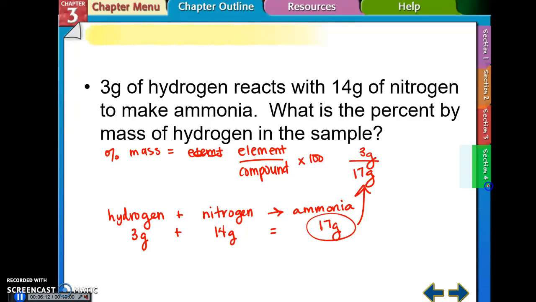So 17 grams goes up here for the mass of the compound. Now I can figure out my percent by mass. I can do 3 divided by 17. When I plug that into my calculator, I get 0.17647. And then I multiply that times 100, because it's a percentage. My percent by mass of hydrogen in ammonia is 17.65.